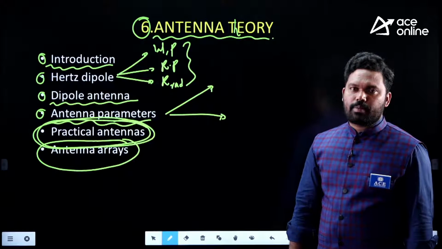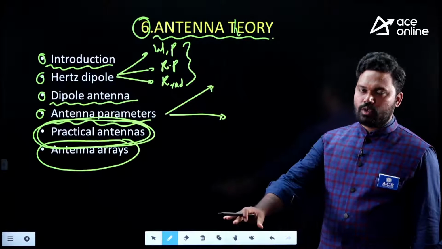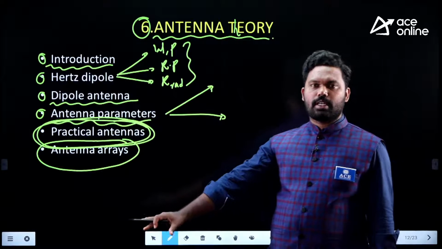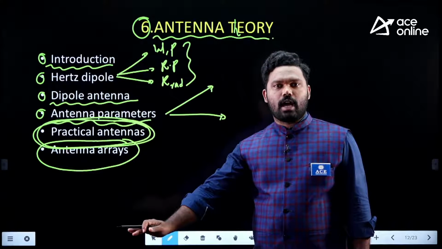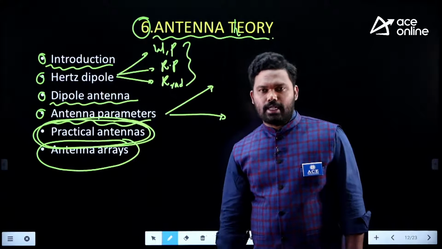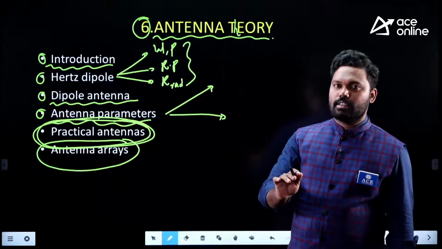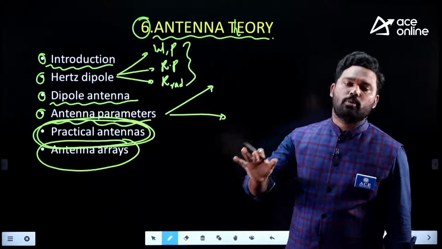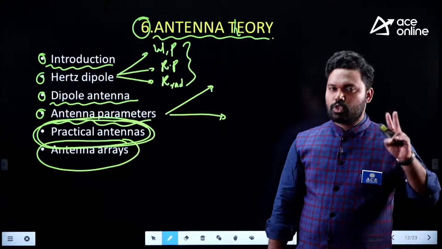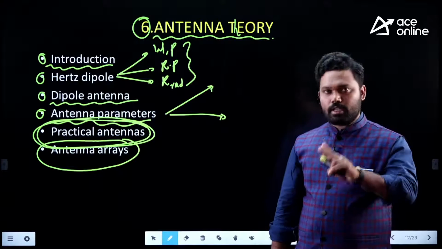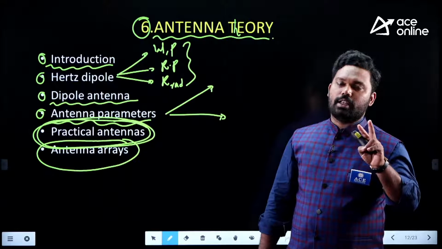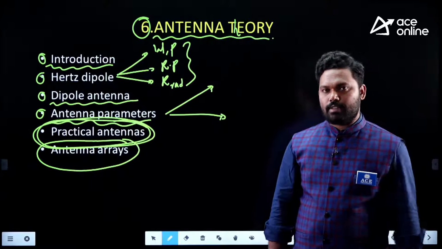One of the practical antennas, and one of the most practically used antennas for broadcasting applications, is a λ/2 length antenna, also called the half wavelength antenna. Fine. And there is one more antenna called a monopole antenna. So these two antennas you should know. What is the monopole antenna? What are the different characteristics of the half wavelength antenna?